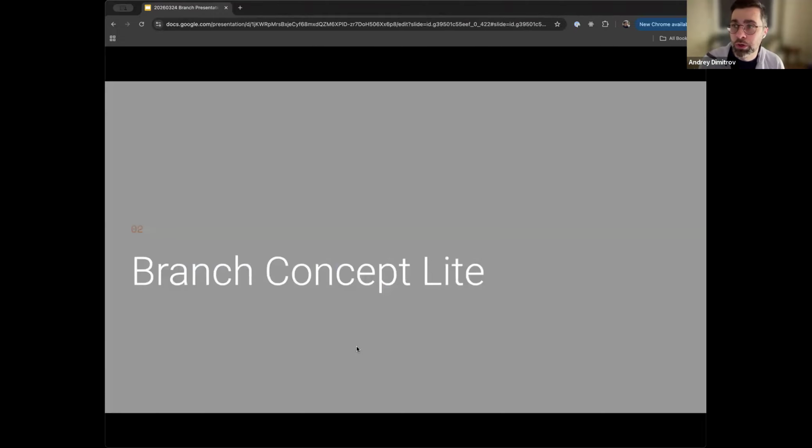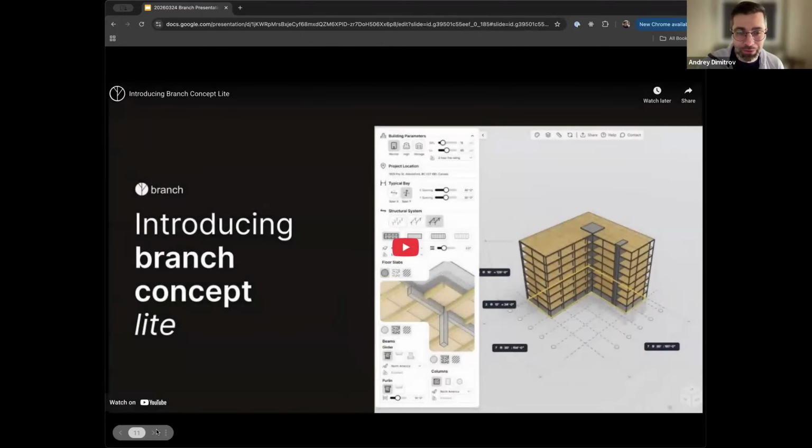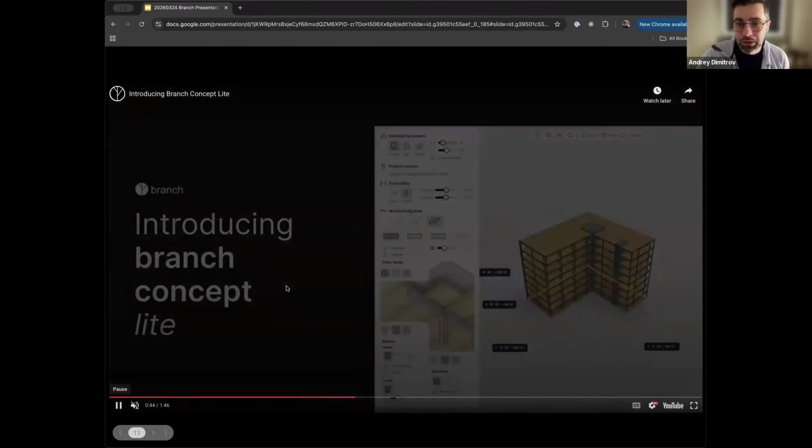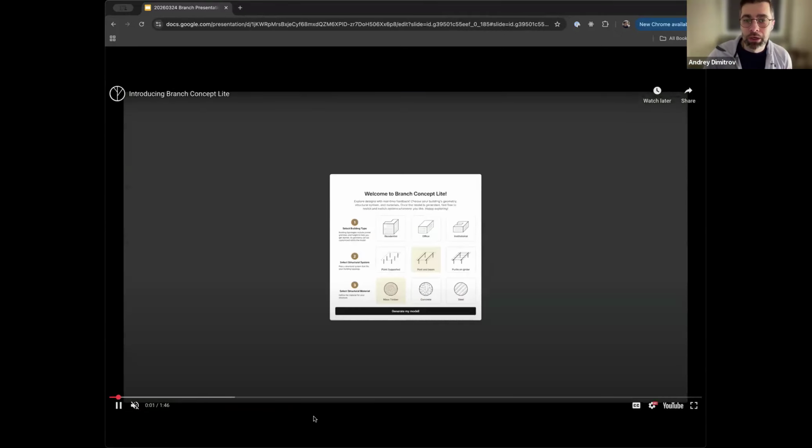So for Branch Concept Lite, the first thing I would ask, if anybody hasn't tried it yet, is to go on the website right now, click on the try button, and start playing around with it. I'm going to then play a video and talk through the features, but I encourage you to multitask. It's totally fine. We do it all the time. Just start playing around. So let me start this video from the beginning.